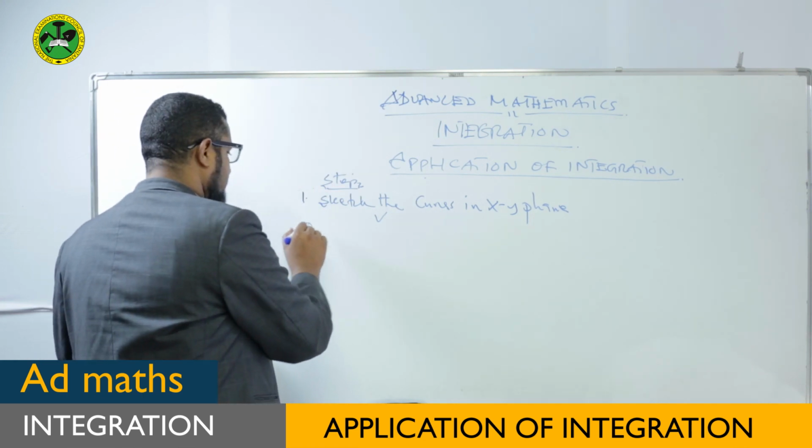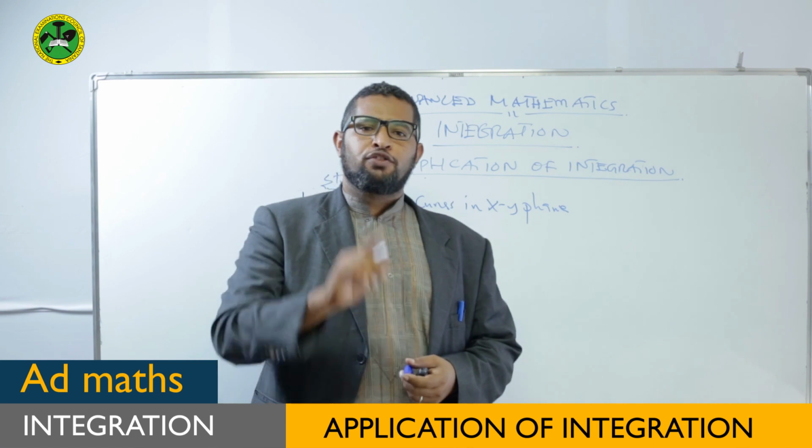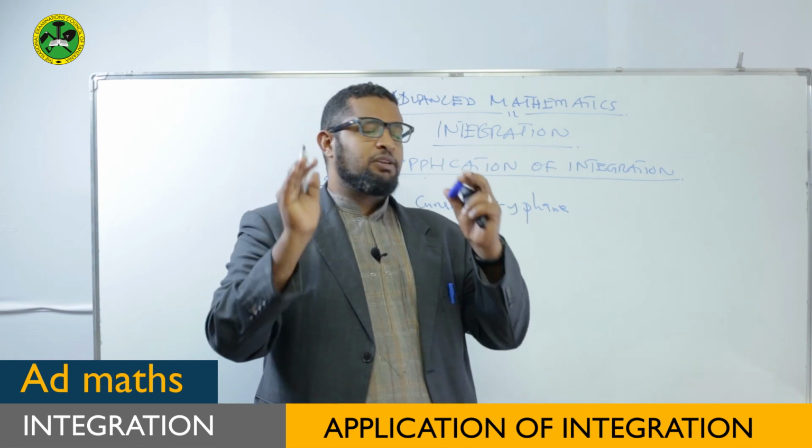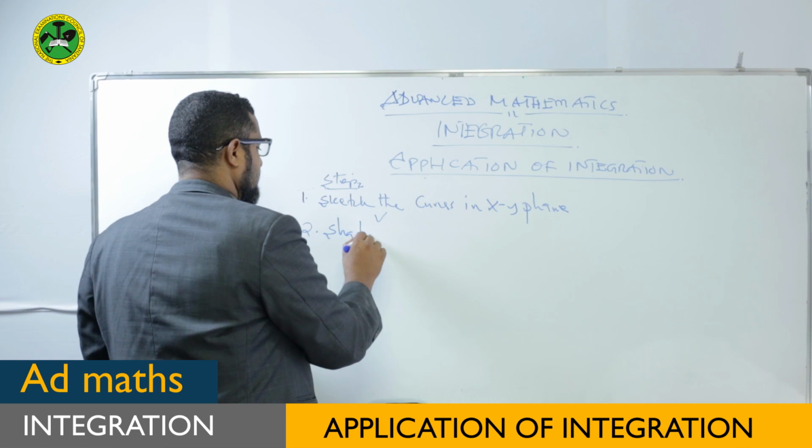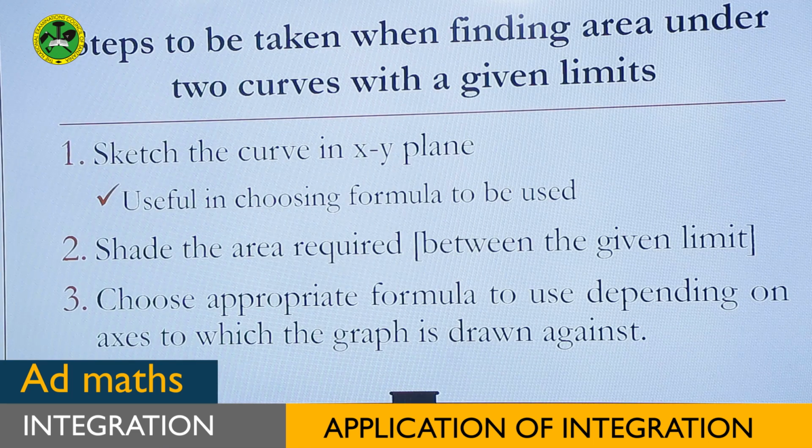Thereafter, after sketching the two curves, you are supposed to shade the region that is between them, by looking at the given limits. So again, shade the required region, or the area that you are asked to find in the question. After shading, the next part is to choose the appropriate formula by considering two cases. If the curves are drawn against the x-axis, remember the formula. And if the curves are drawn against the vertical axis, remember the formula again.